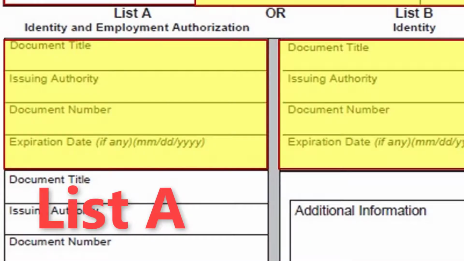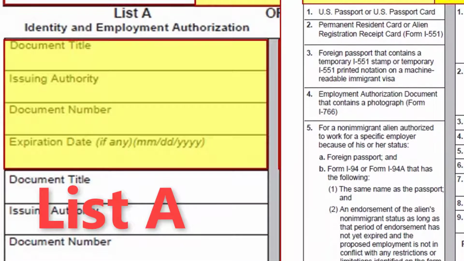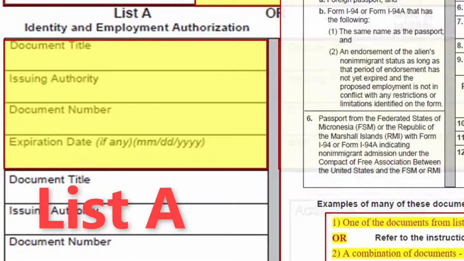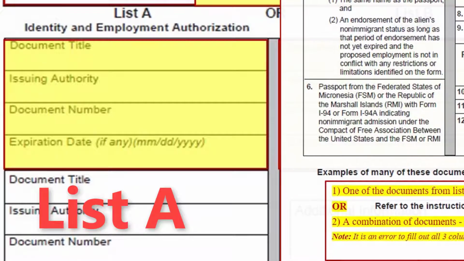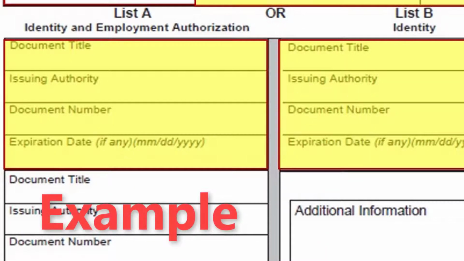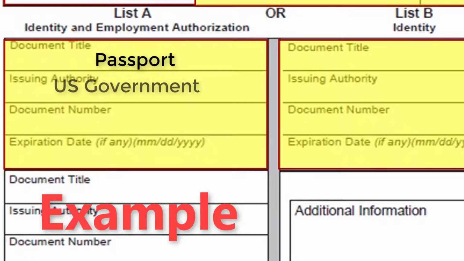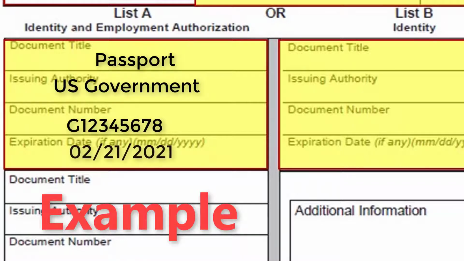List A. You'll notice on the right the scrolling acceptable forms for List A. You can reference these on page 3. Here's an example. Passport, U.S. government, the document number, and the expiration date.